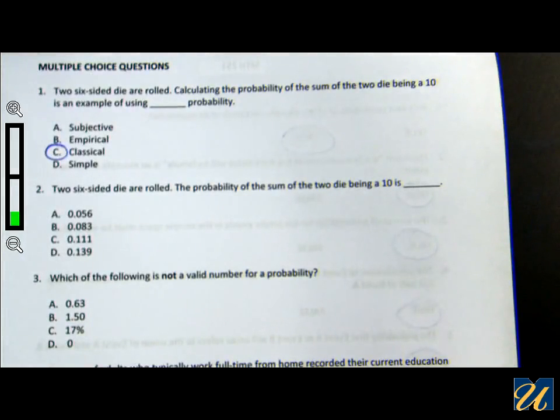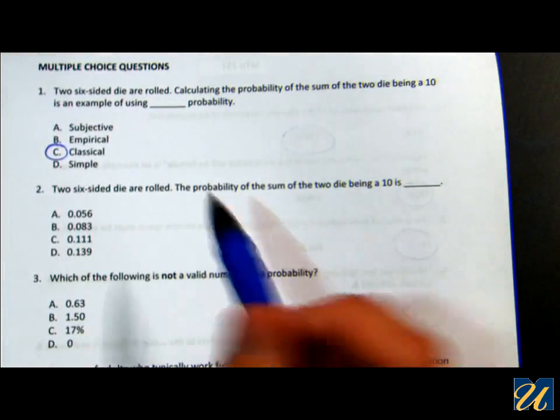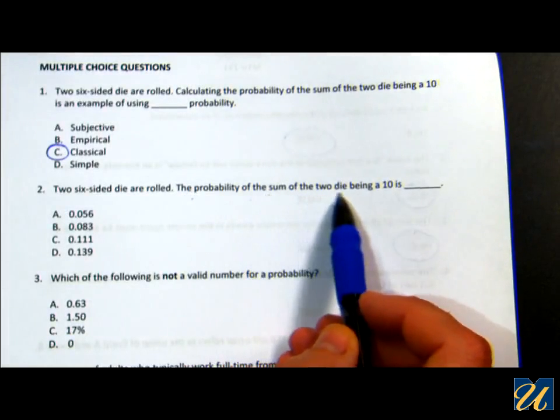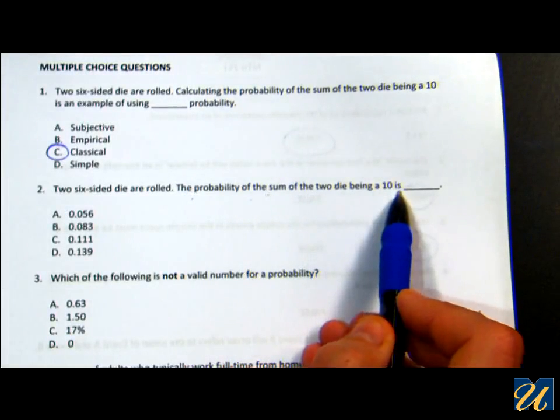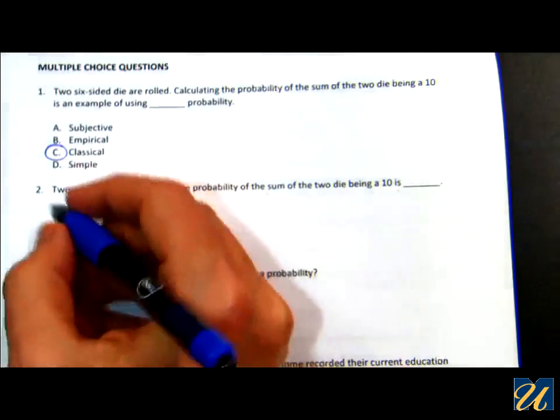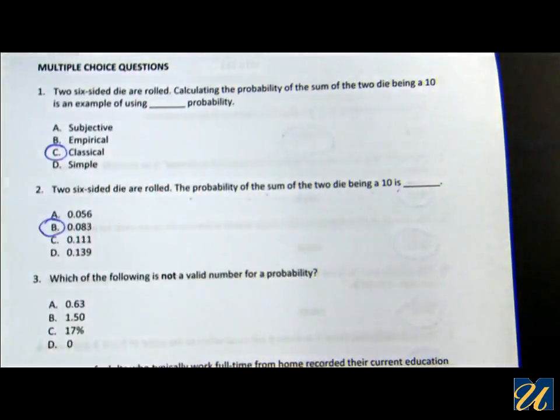Let's look at the multiple choice questions. Two 6-sided dice are rolled. Calculating the probability of the sum of the two dice being a 10 is an example of using classical probability. Each outcome has the same probability of occurrence. Two 6-sided dice are rolled. The probability of the sum of the two dice being a 10 is 0.083, which will be the correct answer.